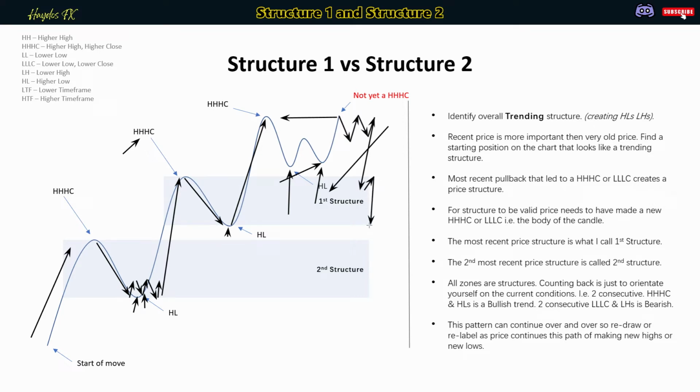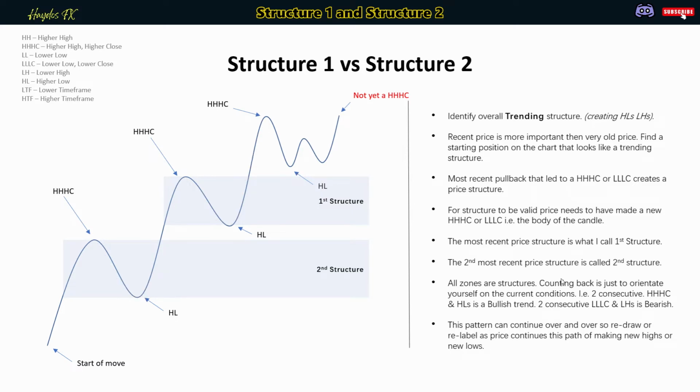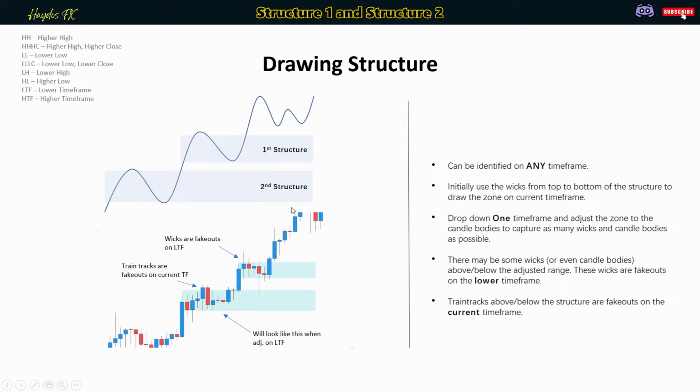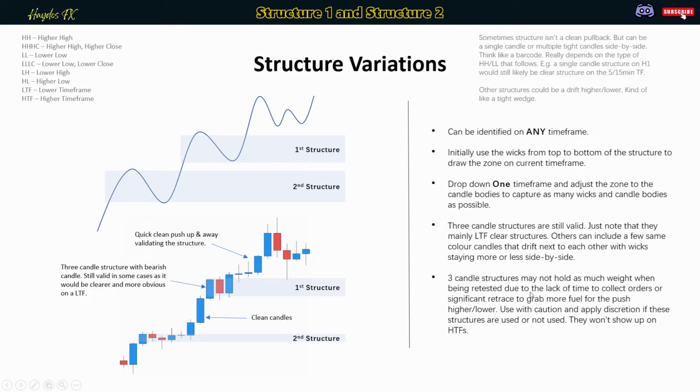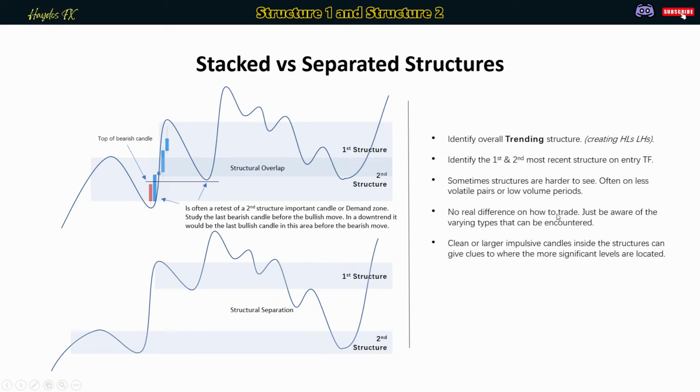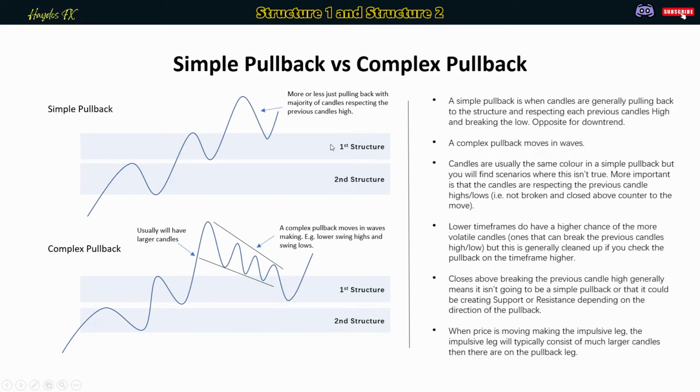Okay, now if I just go over to the next slide, I'm going to do a separate video on drawing structure, structural variations, stacked and separated structures. But when we get a simple pullback, we just pull back simply into this first structure. A complex pullback is when we get more of these complex waves down into first structure, because people get confused in these bits here. But I want to make a video specifically on this. I want to keep this one nice and quick and short.